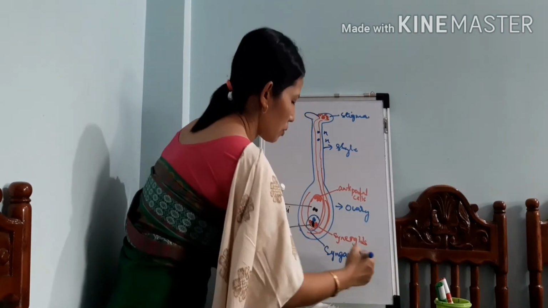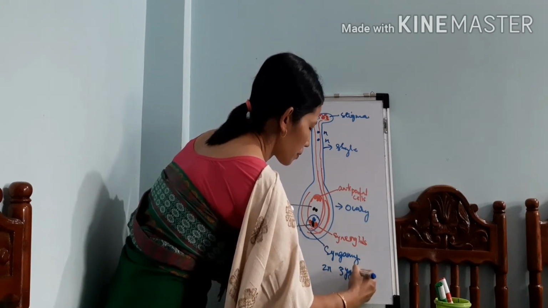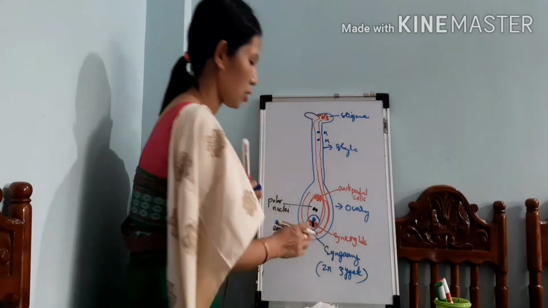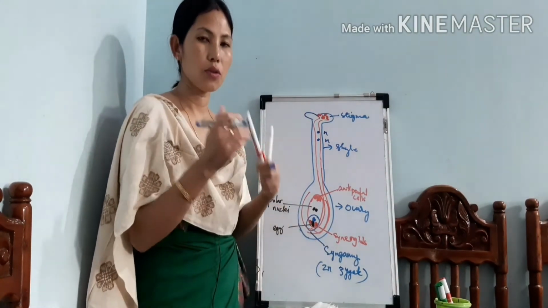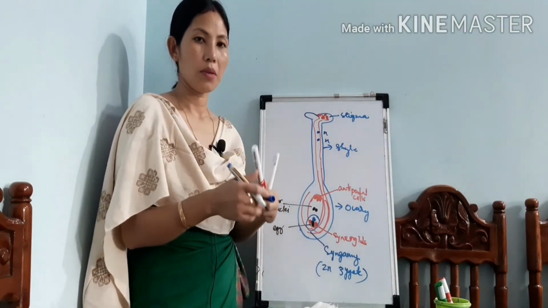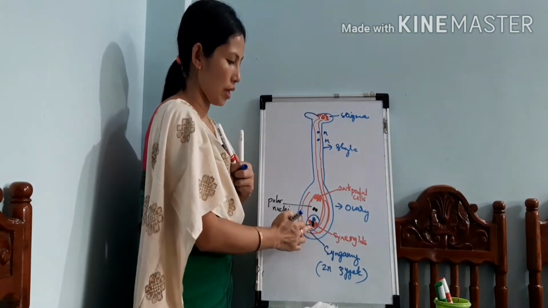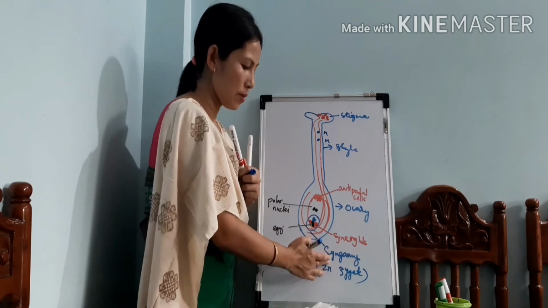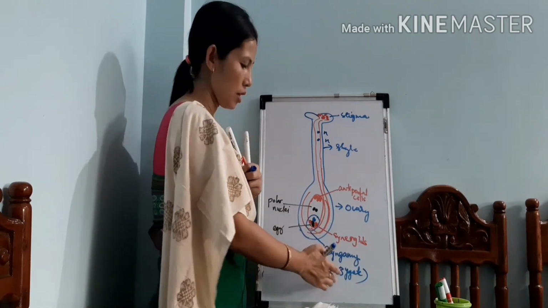So this syngamy will result in a diploid zygote, right? So this is the first fertilization. As you know, the meaning of fertilization is the fusion of two gametes, one male and one female. So the first male gamete will fuse with the egg, which is known as syngamy, and it will result in the formation of a diploid zygote.